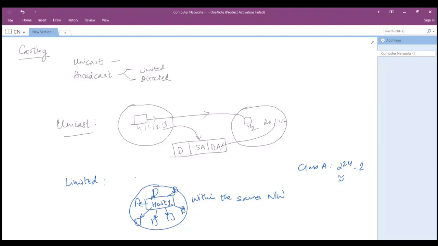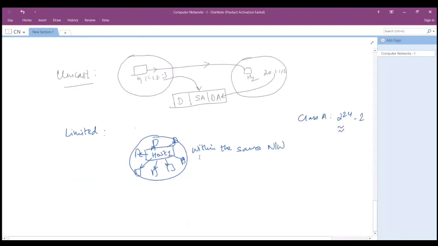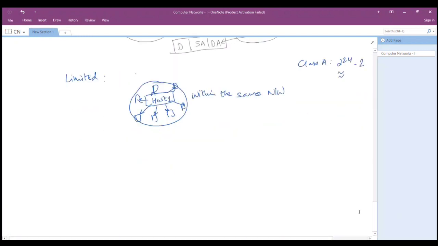That's so much. A lot of hardware, a lot of software, and it will take so much time. Therefore, this limited broadcast is used. Now, just as with limited broadcast, you can easily guess what directed broadcast is. Directed broadcast means a host from one network wants to send the message or packet to all the hosts of another network.